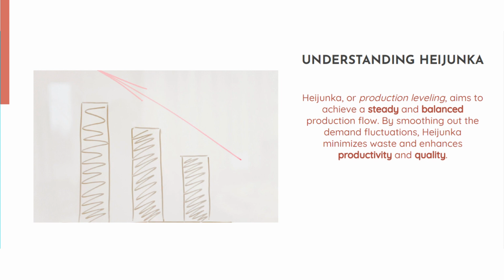By properly leveling the line, leveling the products and everything, and handling all the demand fluctuations, Heijunka helps us to minimize the waste as well as improve the productivity as well as quality in your line, in your manufacturing sector. So it is simply leveling the production, proper production in each line. It is nothing but Heijunka.